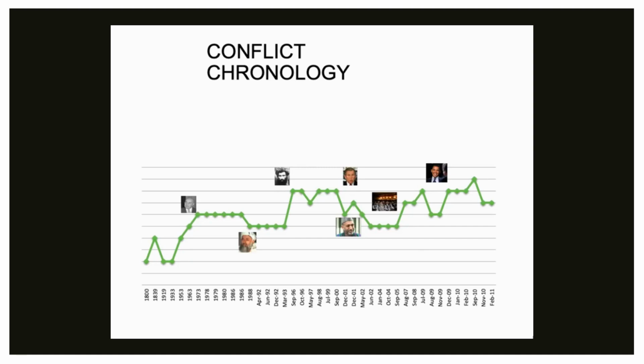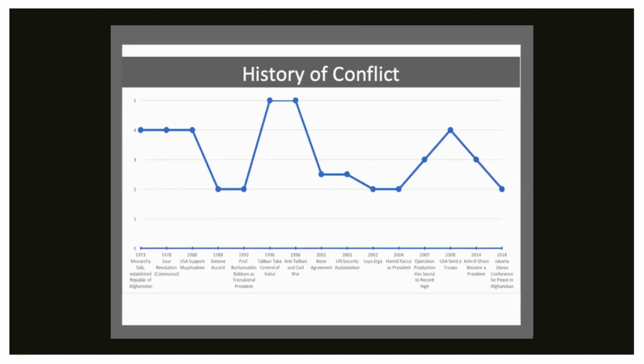That's why I changed the story to be shorter, just only 15 years. It is more useful now. It is more appropriate now to see the dynamic of conflict in Afghanistan. You can see the conflict situation in Afghanistan at the time. This starts in 1970, when the monarchy fell and the Republic of Afghanistan was established.